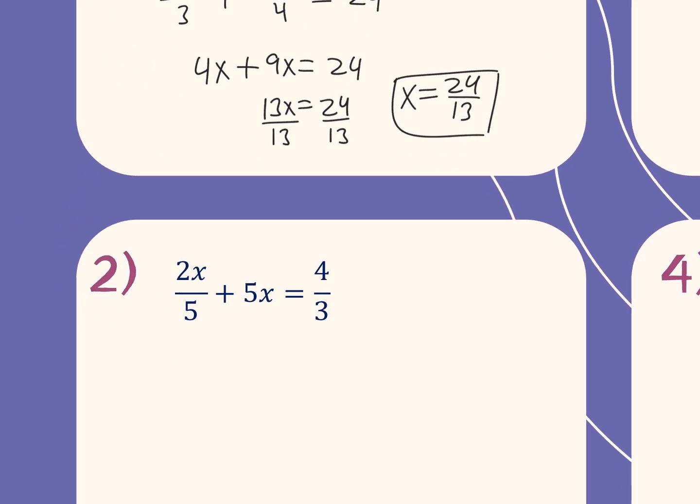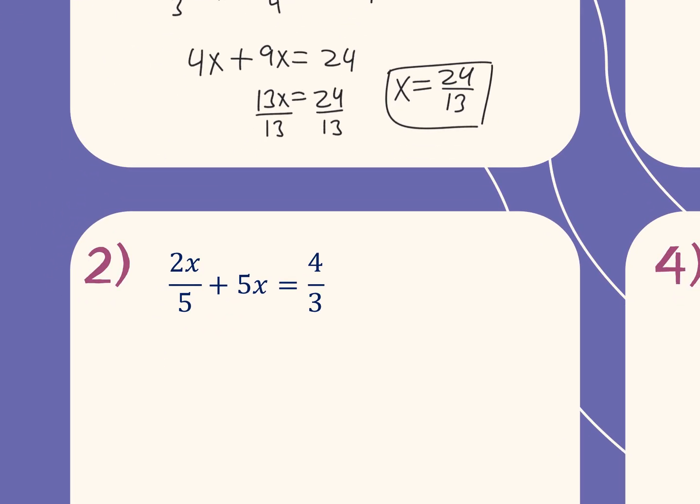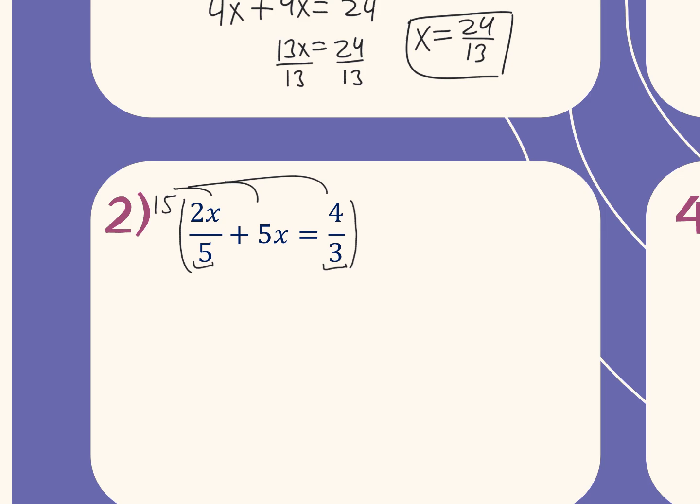And I'll try the same thing for the next one. Number 2, let's look at the fractions that we have here. I have a 5 and I have a 3 in the denominator, so I'm going to do the same thing. Think about what the least common denominator would be. They don't share any common factors, so it's going to be whatever 5 times 3 is, so 15. 15 is our least common denominator. And then when I distribute 15 to everything here, I can do 15 times 2x over 5.